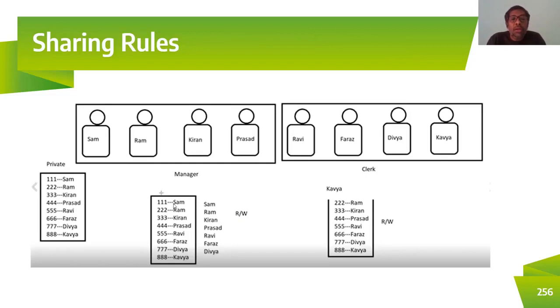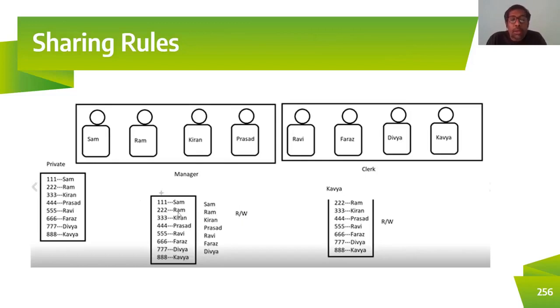Now see here. So for the 111 Sam record, he's giving read write access only to Ram. For other people, he is not giving any access here. Only this particular person can access the 111 record, which belongs to Sam. The permission given is read write permission here. So this is how, using a sharing rule, I can open up access.